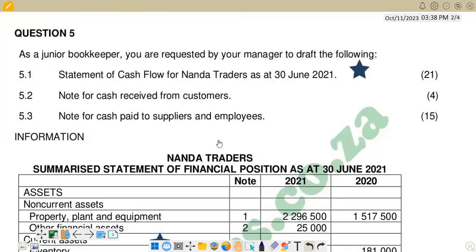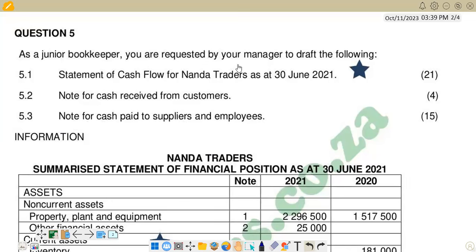We've got a question from June 2023. This is question 5, and the question is on the statement of cash flow. The question reads, as a junior bookkeeper, you are requested by your manager to draft the following. Part 5.1 requires us to prepare the statement of cash flow for non-traders as of 30 June 2021. The second part requires us to prepare a note for cash received from customers. Then 5.3 is the note for cash paid to suppliers and employees.